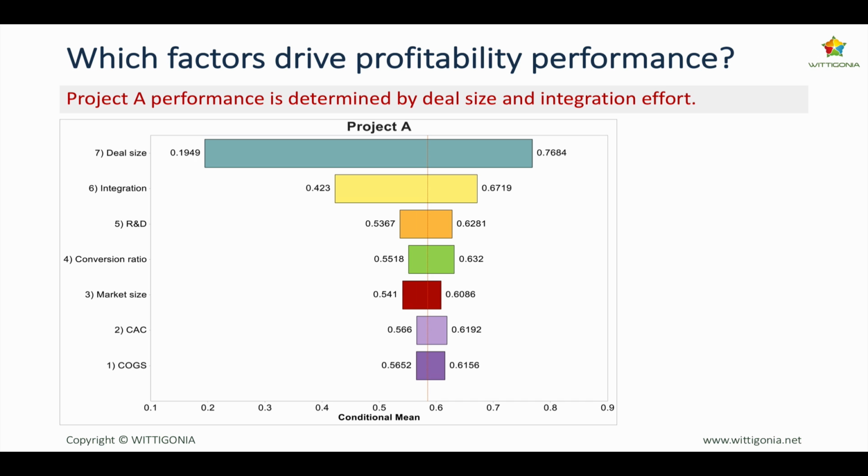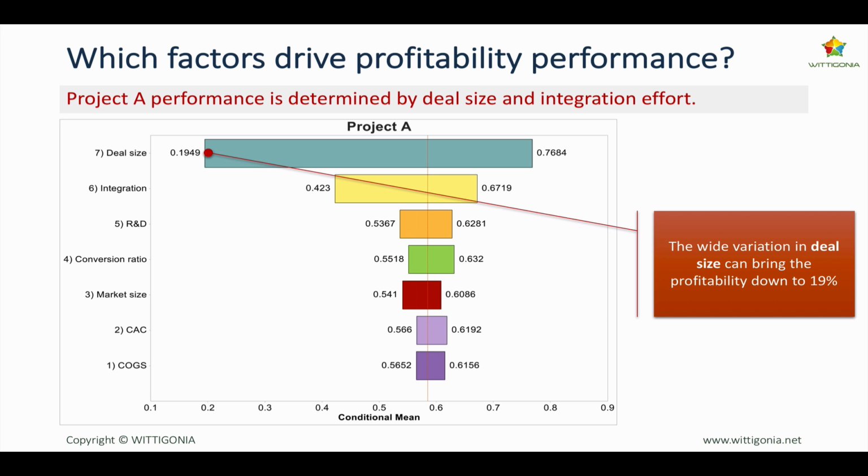And here it shows that for project A, the performance is determined pretty much by the deal size. So we call this the tornado chart. It looks a little bit like a tornado. And the deal size can influence the average profitability a lot.